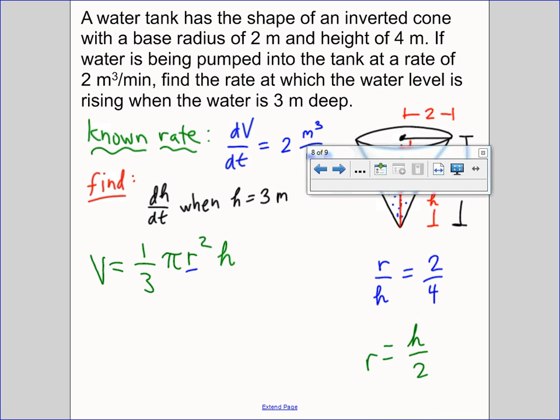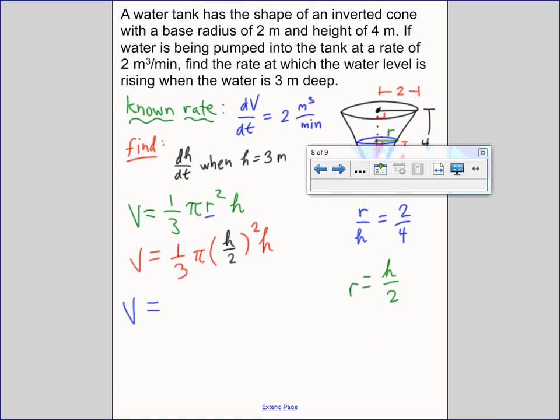Now I can rewrite this. I get V equals 1/3 pi quantity H over 2 squared times H. Yeah, H over 2 is my R. Another rewrite. Let's do it. H over 2 quantity squared would be H squared over 4 times H is H cubed. And the 3 on the bottom makes 12, so I'm getting pi H cubed over 12. That's not so bad, right? Are you guys getting that? No, 2 squared is 4 times the 3 is 12.